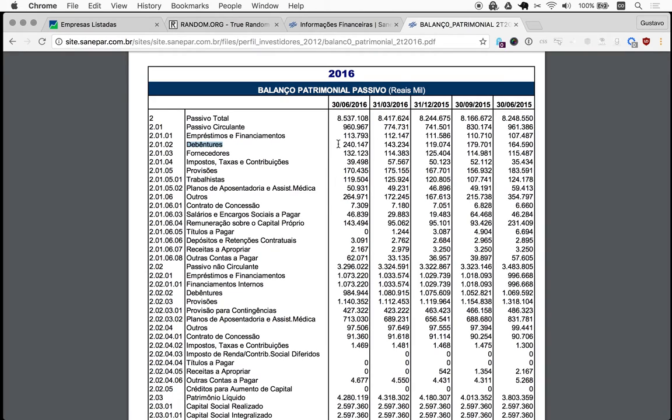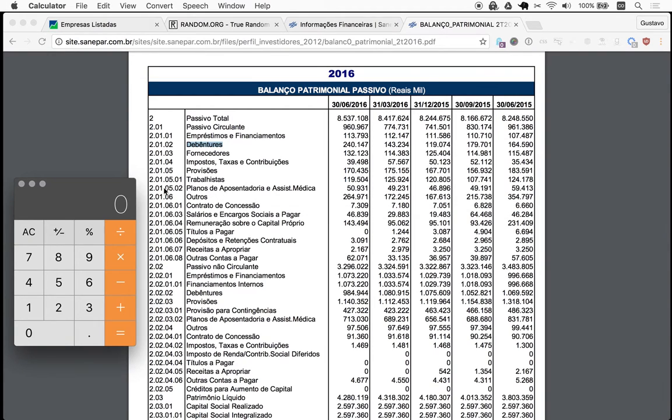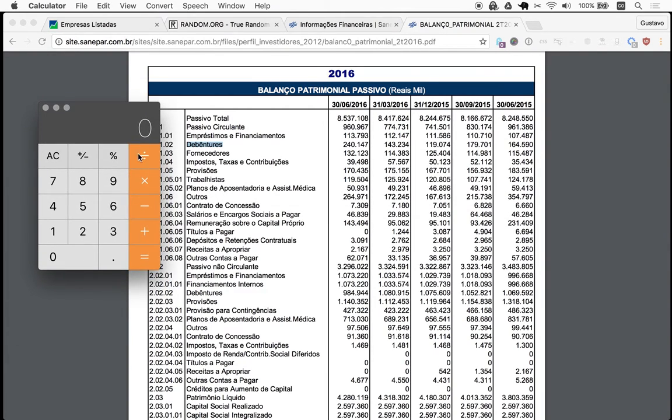So if you add these two up, calculator, huh? Right, they're expressed in thousands, okay? So they have, and we're gonna think about everything in millions, okay? So they have 113 plus 240, sorry, 113 plus 240. So they have 353 million in debt, okay?